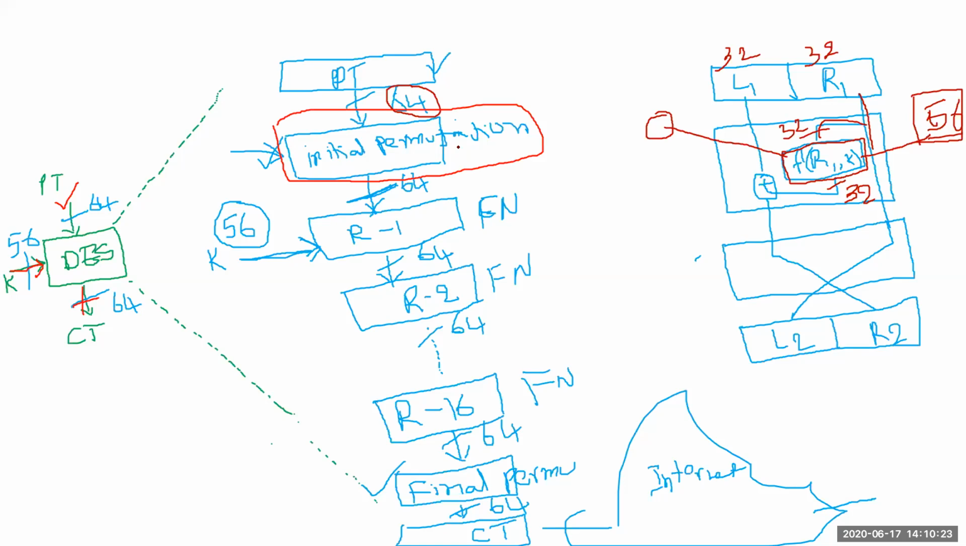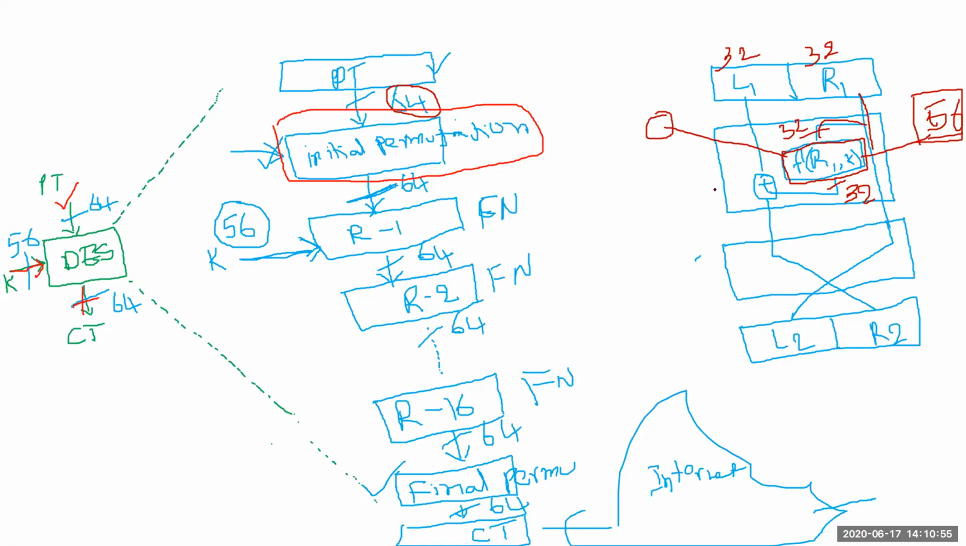After the initial permutation, the actual Feistel structure operates: round 1, round 2, and so on up to round 16. 16 rounds are operated here. After the 16th round, the final permutation happens. Then this final permutation output will be considered as the ciphertext, and this ciphertext will be placed onto the internet so that the receiver can perform some operation.